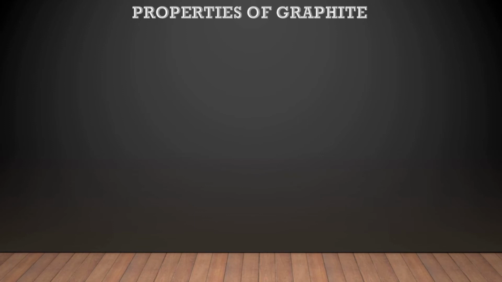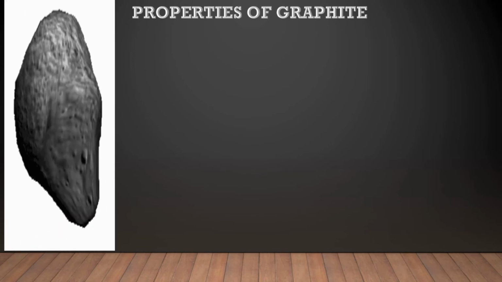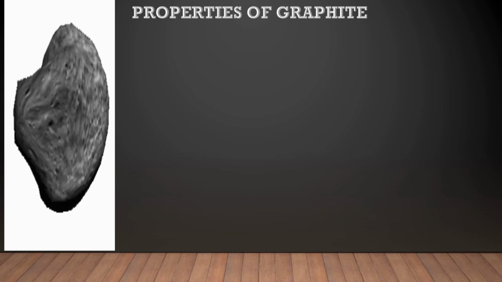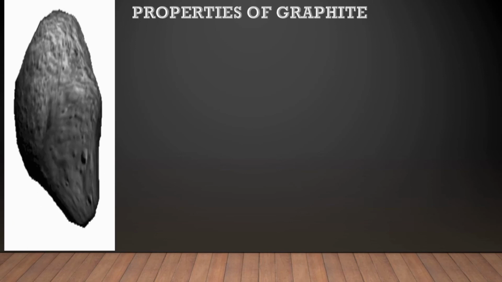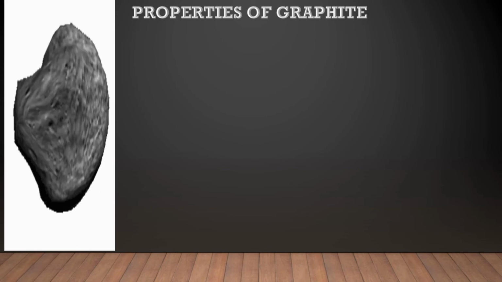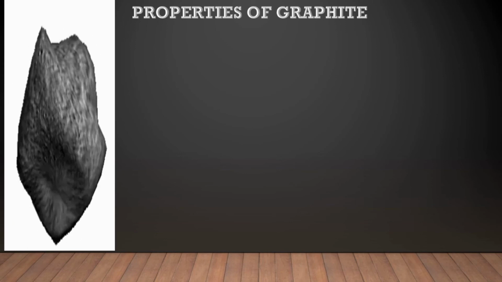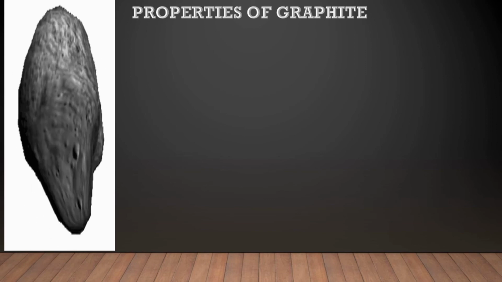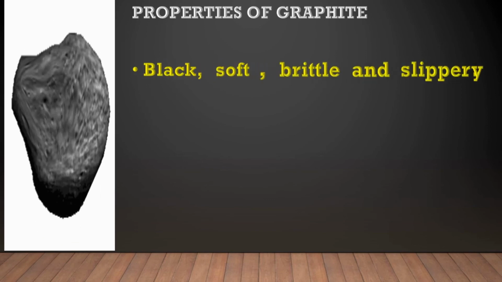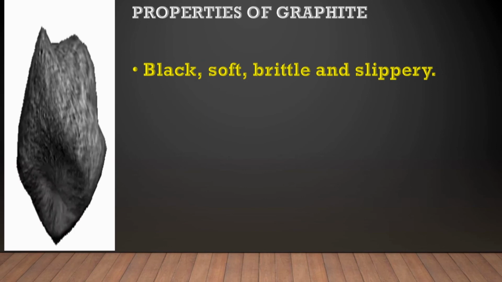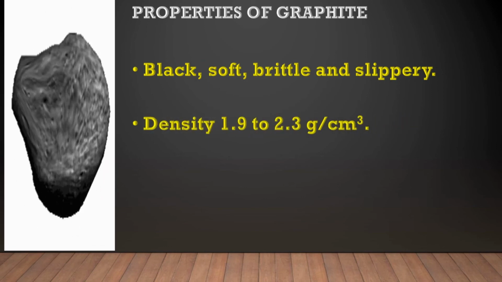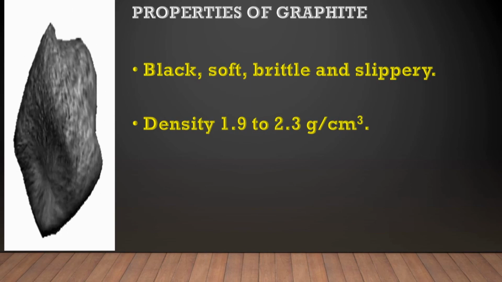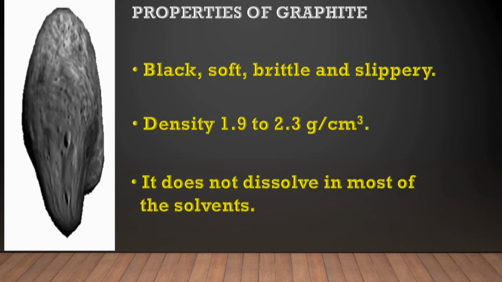Let us see some more properties of graphite. Graphite found in nature is black, soft, brittle, and slippery in nature. The density of graphite is 1.9 to 2.3 grams per centimeter cube. Graphite does not dissolve in most of the solvents.